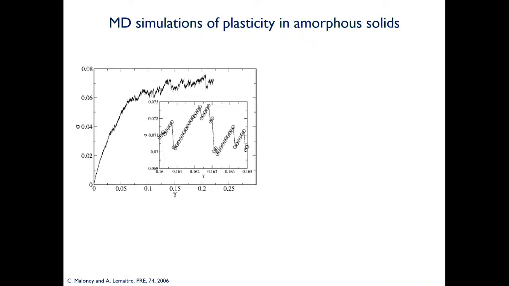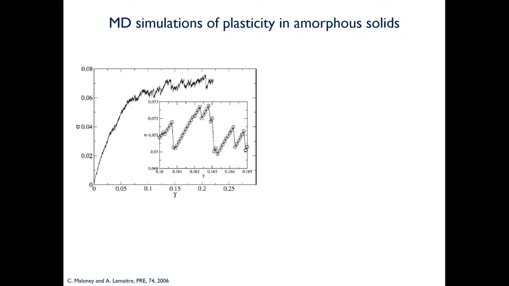In recent years there have been a lot of MD simulations on plasticity of amorphous solids, and this is a stress versus strain curve that you notice in MD simulations. These are all quasi-static deformation simulations done at temperature 0. What you see here is that it's not a smooth line like the one that I showed earlier. There are a lot of serrations along this. There's a rise in the stress, but it is punctuated by a lot of these serrations.